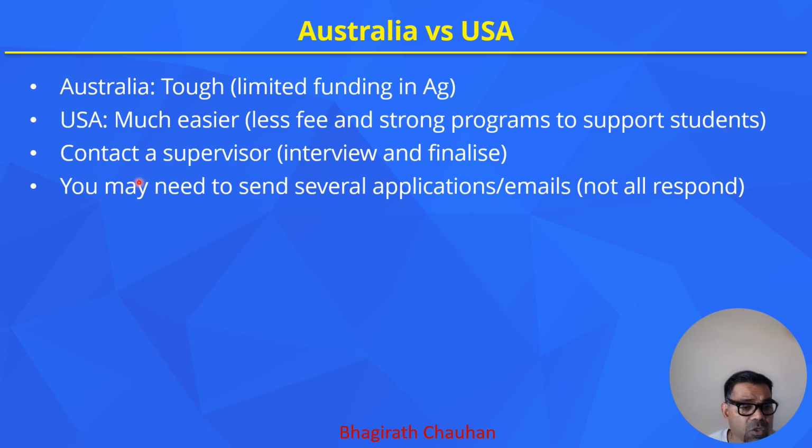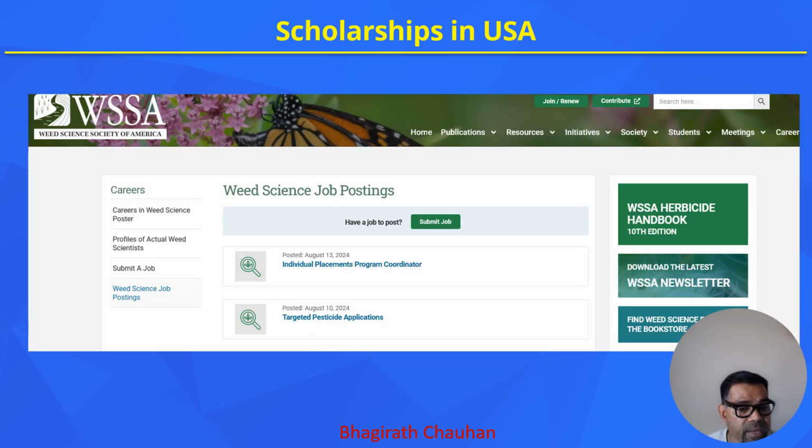There, you have to directly contact a supervisor. They will interview you and decide whether they are happy with you and want to take you or not. Okay. You may need to send emails to several people, because not all will respond. Sometimes you have to send to 20, 30, 40 people, and then you get one response. So don't think that people are not responding. Sometimes they don't have time, or they are not interested. And third, you may be applying to the wrong person, like I mentioned previously. You are in plant breeding and applying to a biochemist. Okay, so this is all clear now.